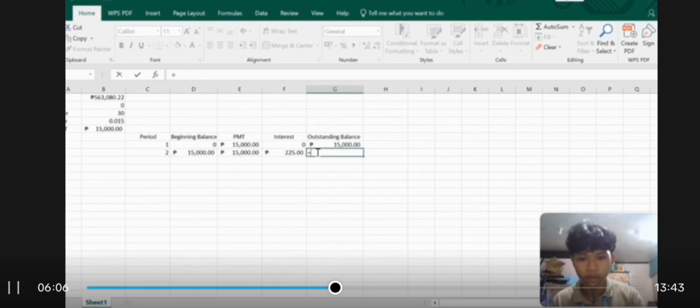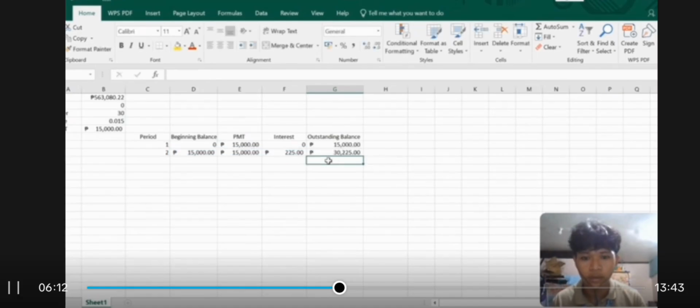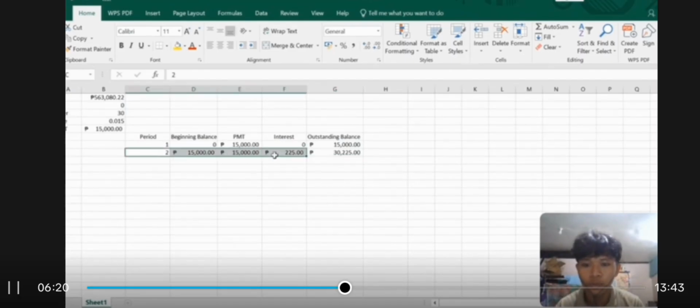So type sum, then open parentheses, then drag here to the right side, and then enter. So this is your outstanding balance, guys. So here's the trick. For getting the 30th period, you need to drag the number 2 to the right, and then can you see the little box here, guys? You need to drag it down until the 30.